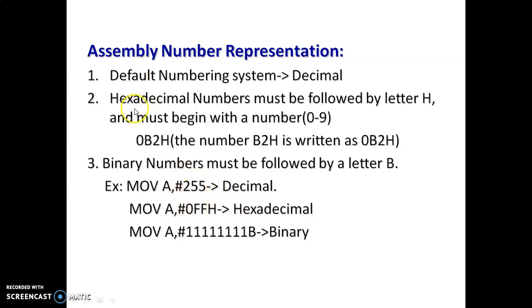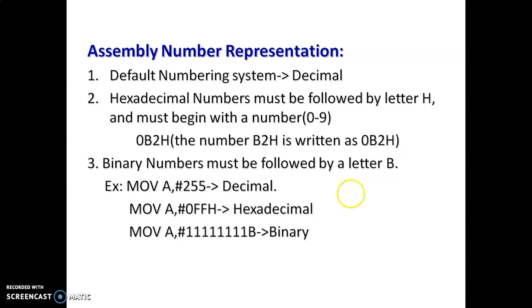Coming to the next one, hexadecimal numbers must be followed by a letter H. Whenever you write a hexadecimal number in the source field, it must be followed by the letter H, and it must begin with a number from 0 to 9. For example, if I am writing B2H, we cannot write B2H here. When you are writing B2H, write it as 0B2H. So it is a hexadecimal number. It has to begin with a number from 0 to 9, and it has to end with the letter H.